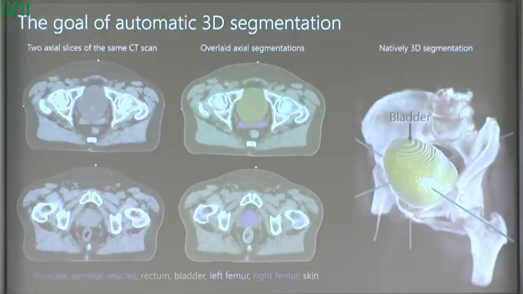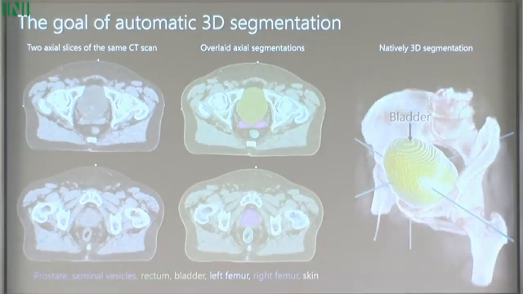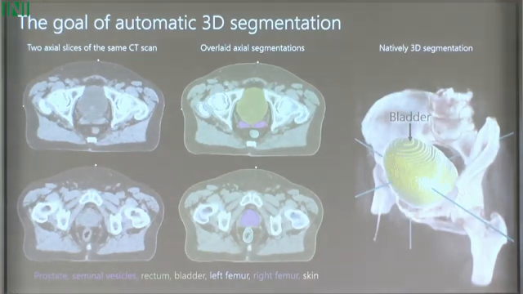So in other words, we're building on several years of research and machine learning expertise to automagically perform semantic segmentation of radiological scans. So what is the goal of 3D segmentation? Here we have two axial scans of a patient, a CT scan of the pelvis part of the body, and the goal here is to segment this scan into the prostate, the seminal vesicles, the rectum, bladder, left and right femurs, and the skin. And of course, we want to do this automatically using machine learning.